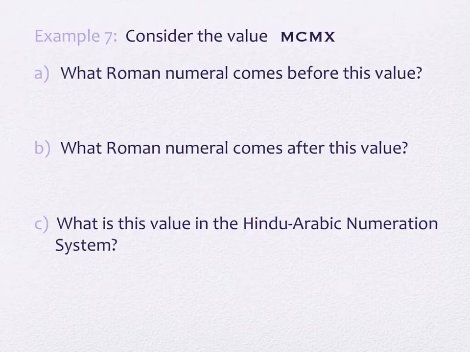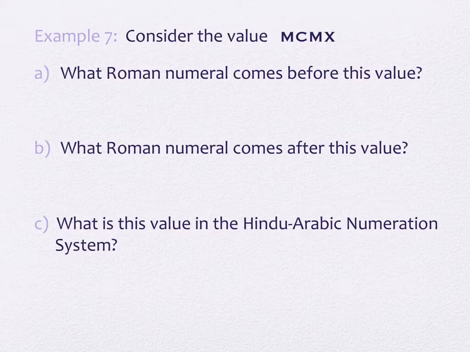All right, so we're going to do the same process we were doing last time, where we take one of their digits and we find the number before, the number after, and then our corresponding number. So this is MCMX. The X at the end.